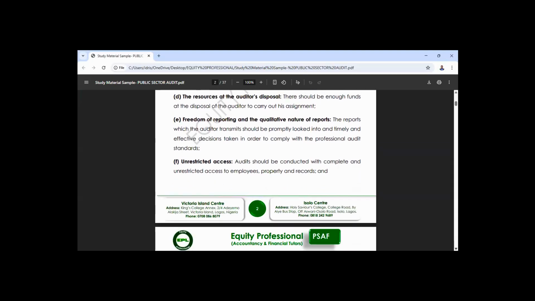Another factor contributing to an effective audit is freedom of reporting. Freedom of what? Reporting. The freedom of reporting means that when the auditor wants to prepare his report, the auditor is given free will to report. The auditor is not compelled, the auditor is not influenced, the auditor is not controlled. So freedom of reporting also contributes to an effective audit.